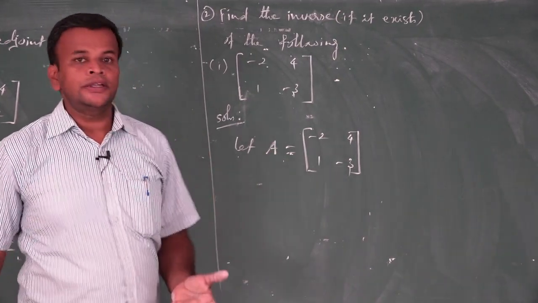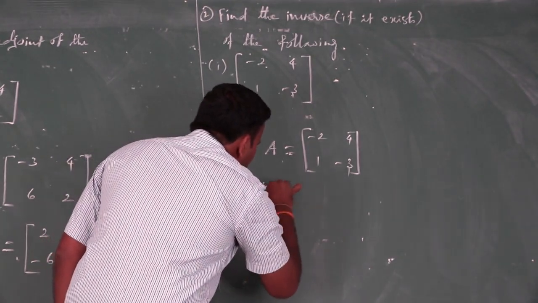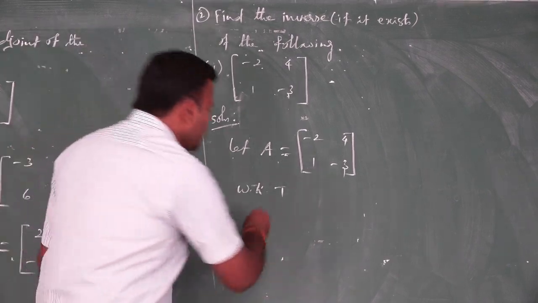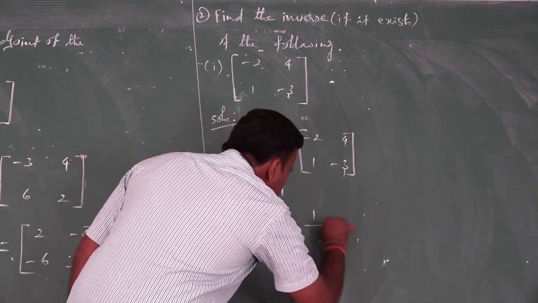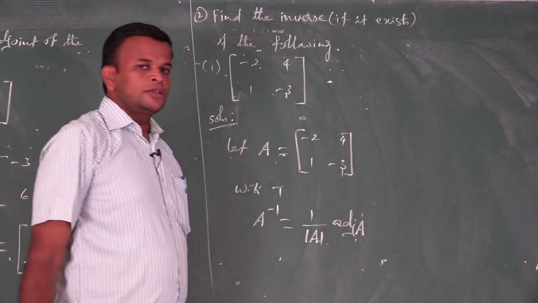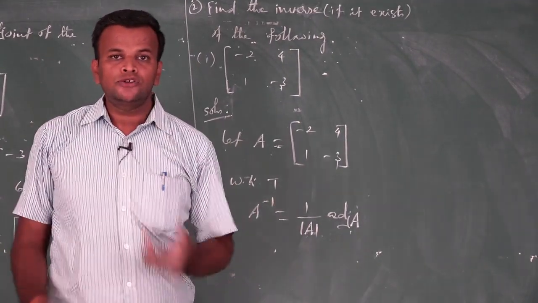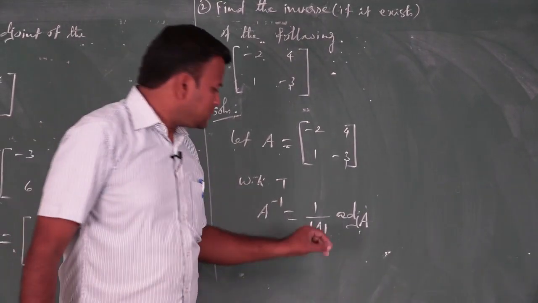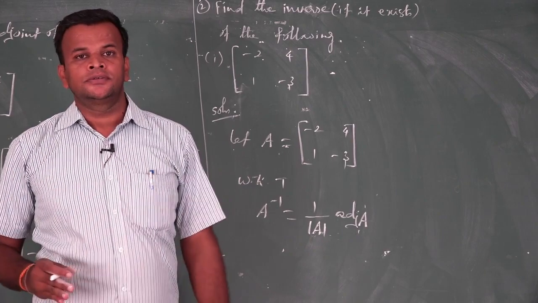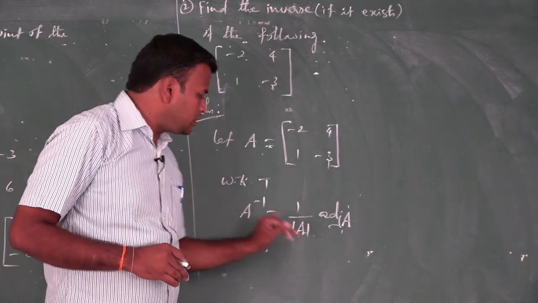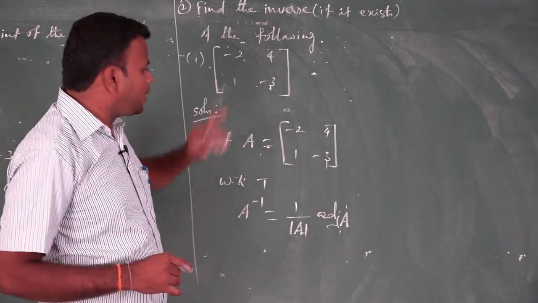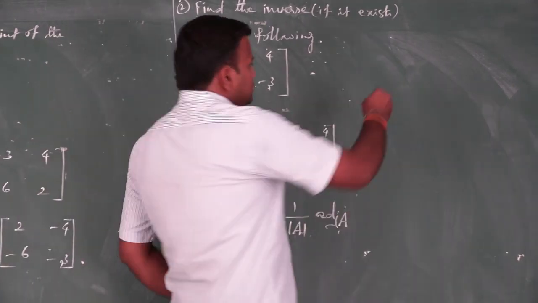Next, for our convenience, we will write the formula of A inverse. The formula of A inverse is 1 by determinant A into adjoint A. So if we need the inverse of any matrix, we need 2 values: the determinant and the adjoint. The first step is to find the determinant, because only if the determinant is non-zero is A inverse possible. So now we find the determinant of the given matrix A.